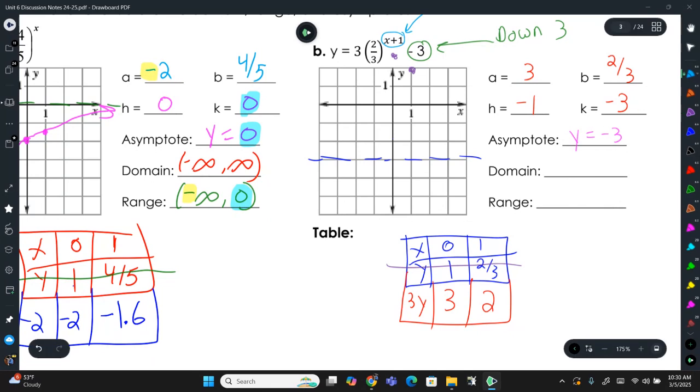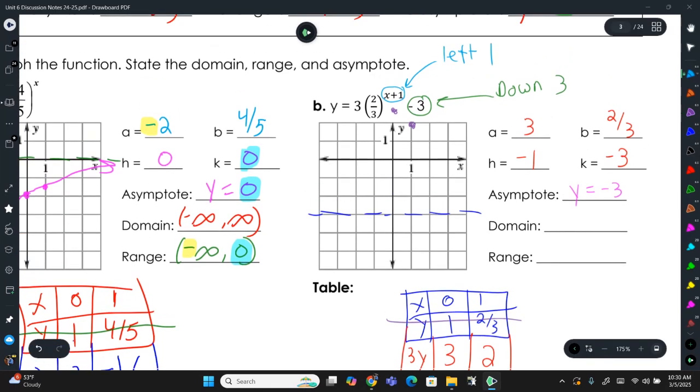Now we're going to take each of those points, though, and move them left 1 and down 3. So left 1 from the top point, left 1 and down 3. 1, 2, 3. I'm on the x-axis. My other point, left 1 and down 3. 1, 2, 3. So you see the graph is going to go this way now.